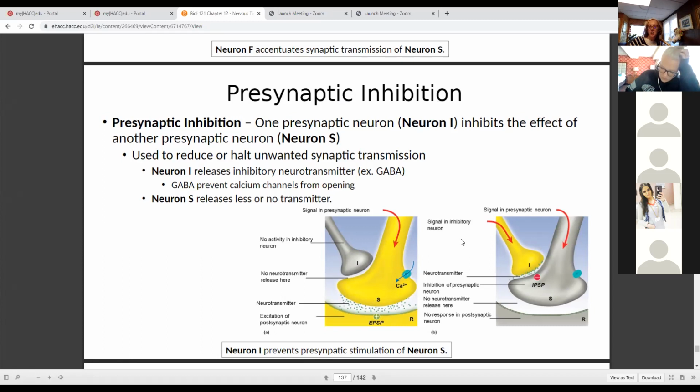So facilitation is enhancing the activities of another neuron. Presynaptic inhibition is inhibiting the actions of another neuron.